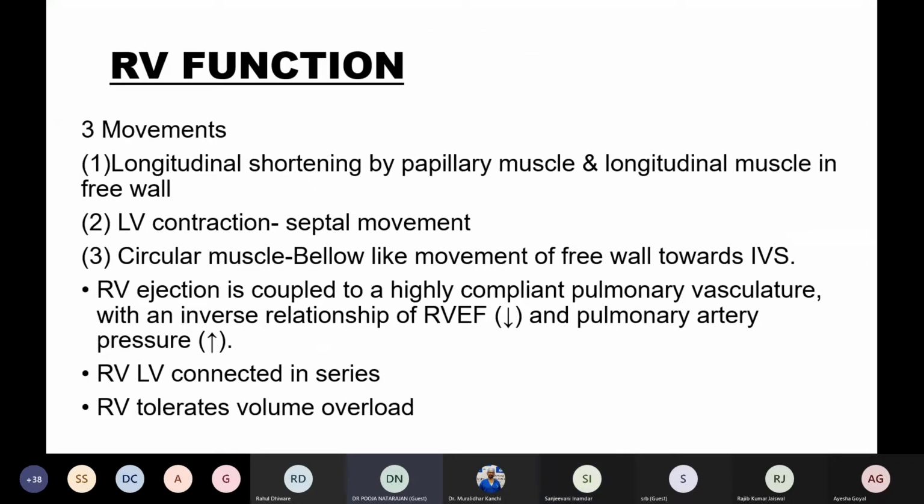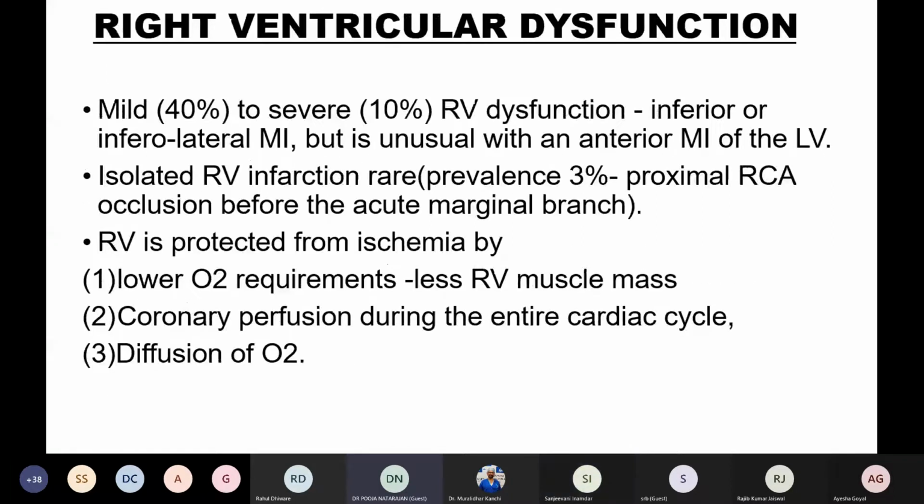RV function can be divided into 3 main movements. That is the longitudinal shortening of the papillary muscle and longitudinal muscle of the free wall. LV plays a very important role in the septal movement, and also circular muscles, which form like a bellow and help in pumping. RV ejection is highly coupled to the pulmonary vasculature. It is an inverse relationship of the RVEF with the pulmonary artery pressures. RV and LV are always connected in series, and RV tolerates volume overload better than LV.